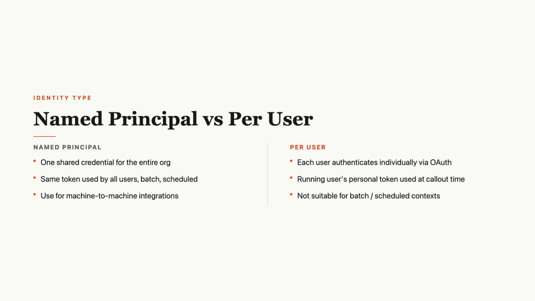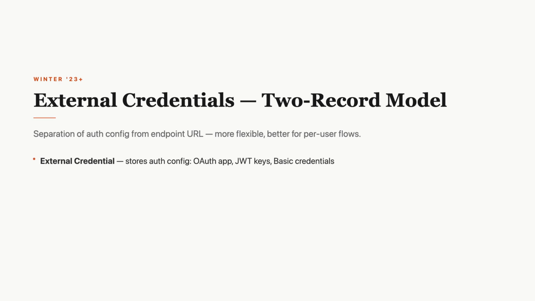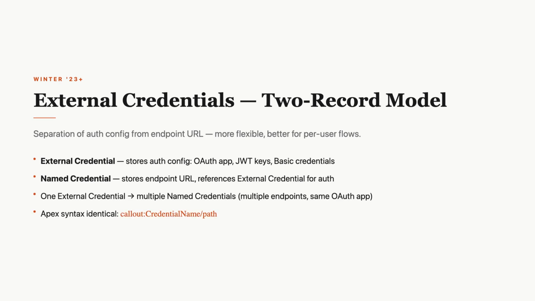The identity type field on a named credential determines whether all Salesforce users share one credential or each user has their own. Named principal means a single shared credential for the entire org. Every callout from any user, any batch job, any scheduled class uses the same URL, the same token, the same external identity. This is appropriate for service-to-service integrations where the identity of the individual Salesforce user is irrelevant to the external system.